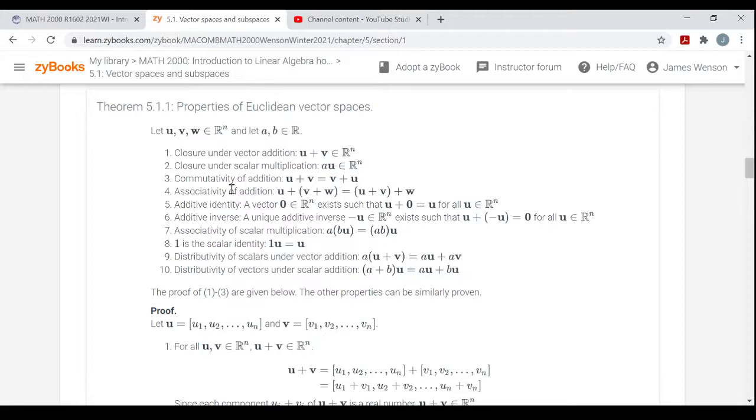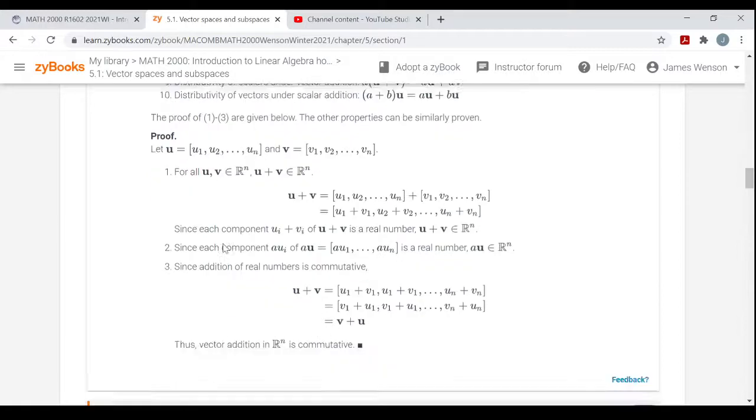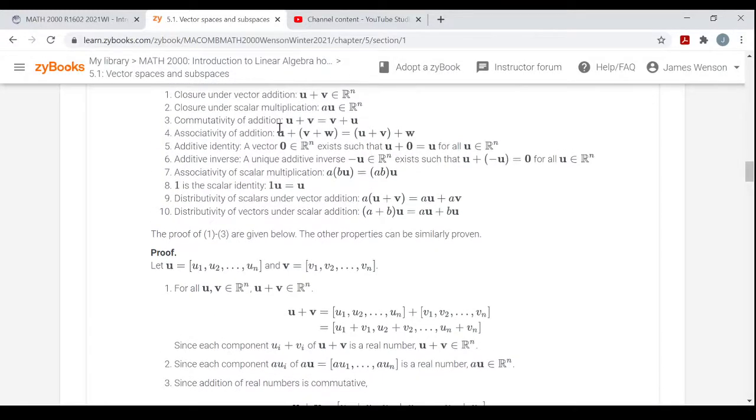We'll see these properties again in chapter 6 as well. These are not going away. All 10 need to hold. I can't say that enough. Now they go through a proof here of one of them. A couple properties actually. So the proof of the first property, the closure under vector addition.